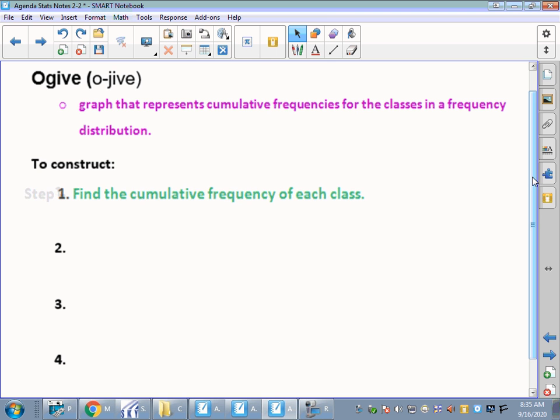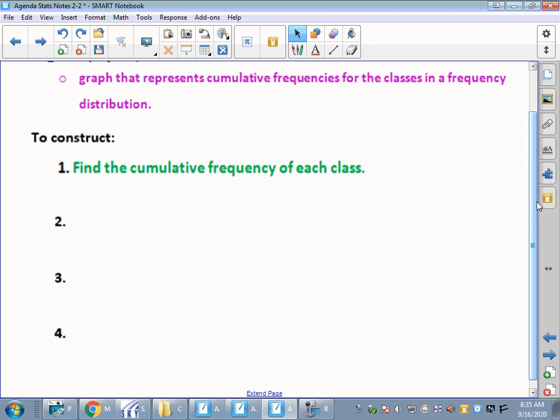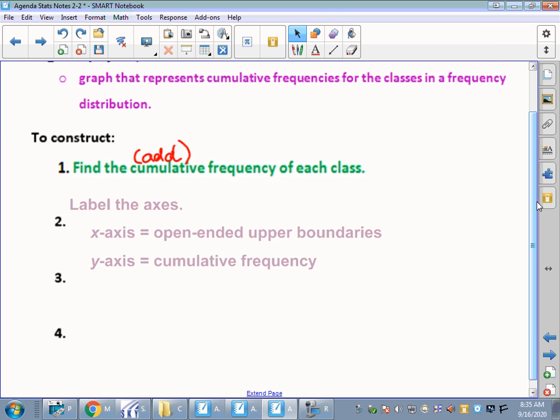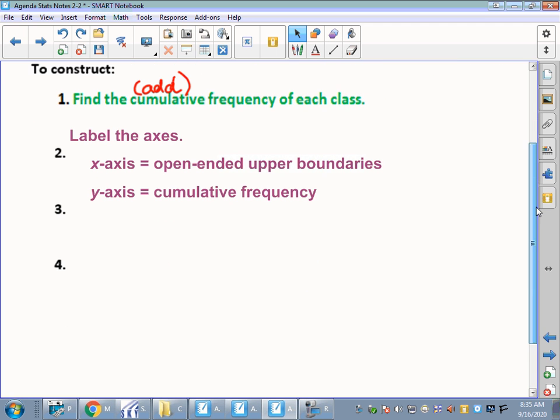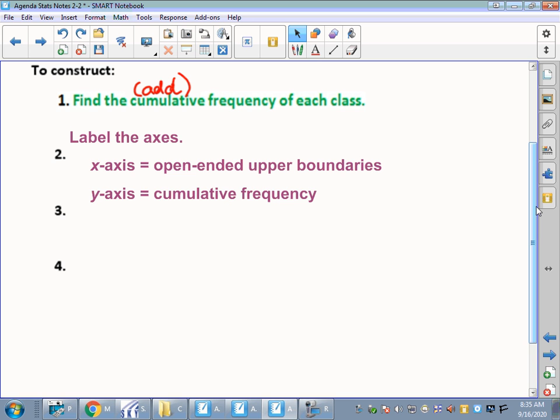So to construct, find your cumulative frequency for each class. Cumulative, again, always means add as you go. It's kind of like that bowling score thing. Then label your axes. The X, this one's kind of a weird one, is the open-ended upper boundaries. The Y is your cumulative frequency. Frequency always goes on the Y-axis, always.